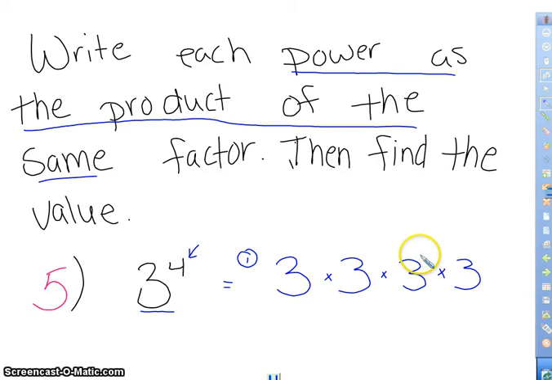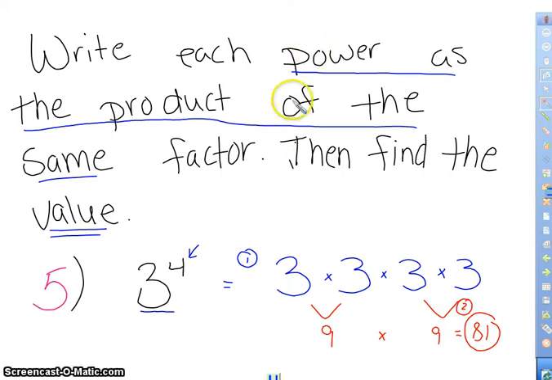And that is writing it out as a product of the same factor. Now we're going to go ahead and find the value, and when we find the value, you're just working out the problem. So we know 3 times 3 is 9. 3 times 3 is 9. Multiply 9 times 9 together and you get 81. And so this is the second part of your solution. Okay, knowing the difference between following these two sets of directions is going to be very important to you tomorrow on the quiz.